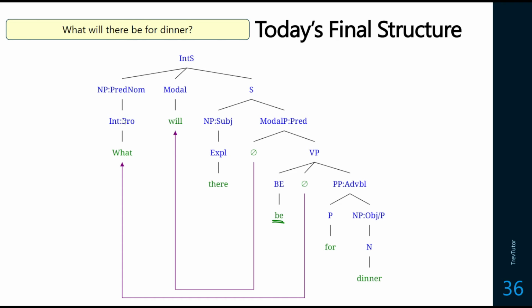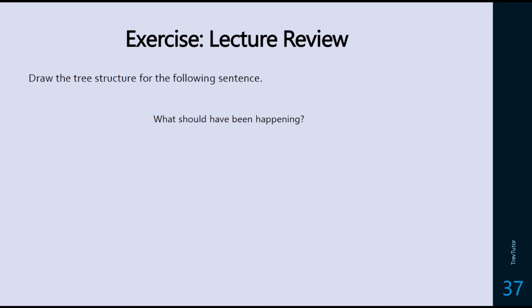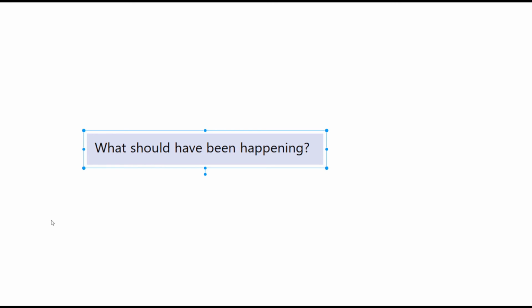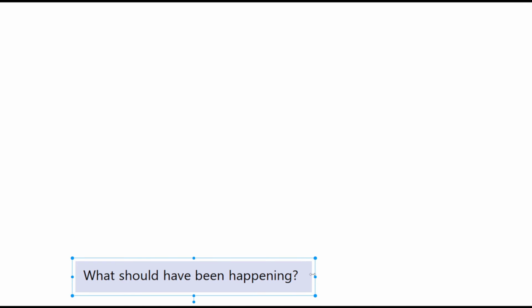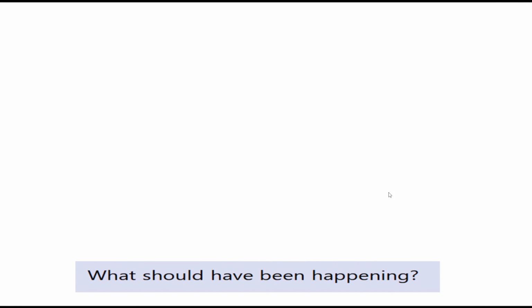What will there be for dinner? So here's an exercise. Draw the tree structure for the following sentence. Pause it, try it yourself, but let's do it on the next page. And what we're going to notice is that it might be a little bit harder to just draw a tree kind of like normally. So what I mean by that is it might be easier to start at the top with an interrogative sentence. So there's a few things that we need to figure out, like what is what.